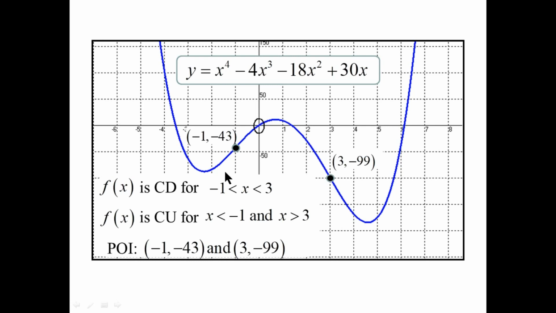Here's our points of inflection, which I carried forward, and we can see them here. Negative 1, negative 43, point of inflection, from concave up to concave down. And 3, negative 99, from concave down to concave up. Now you can check these because I made the y's count by 50s. So negative 50, negative 100 is right about here, so this is negative 99. This is negative 50, so this is negative 43.